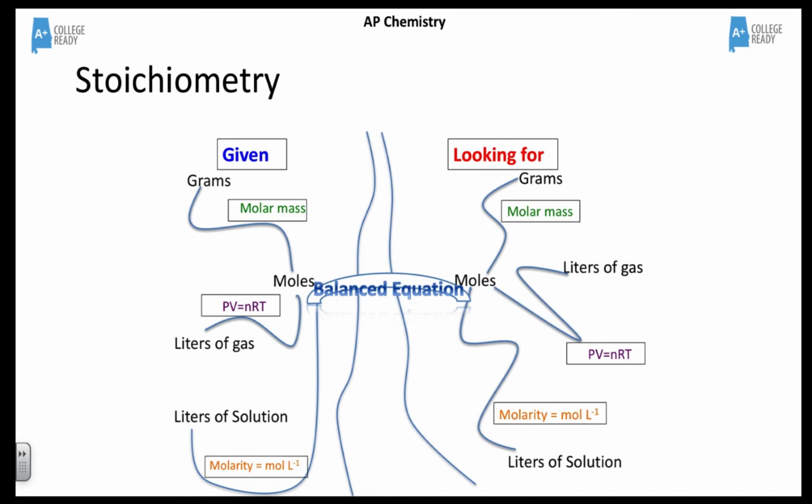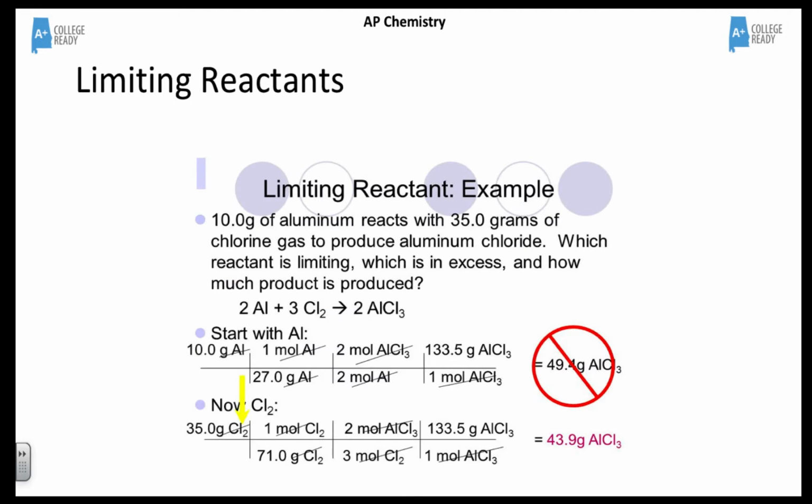Once they've mastered the idea of stoichiometry, we can go on to things like limiting reactants and percent yield. Limiting reactants is just based on the idea that you're going to run out of one of the reactants before you run out of the other. The way I teach my kids is they start out with grams of each reactant and work it to a common product. Whichever one gives them the least amount of product is the limiting reactant.